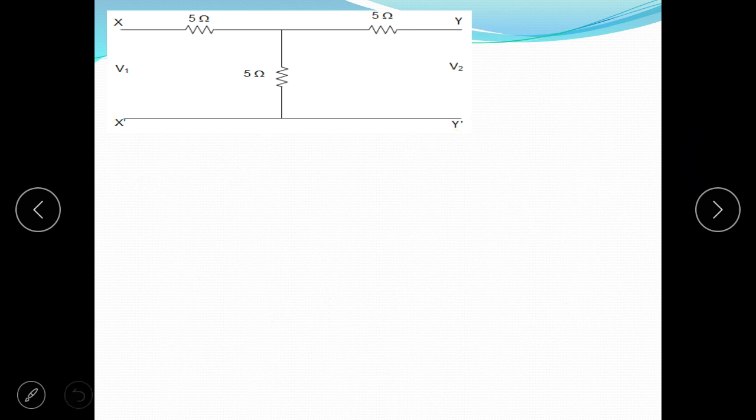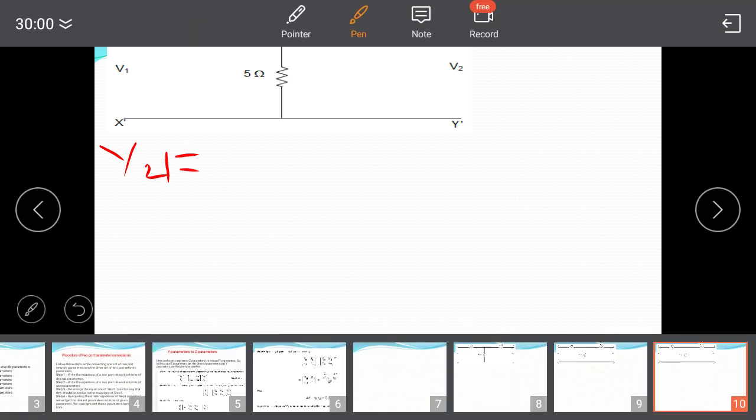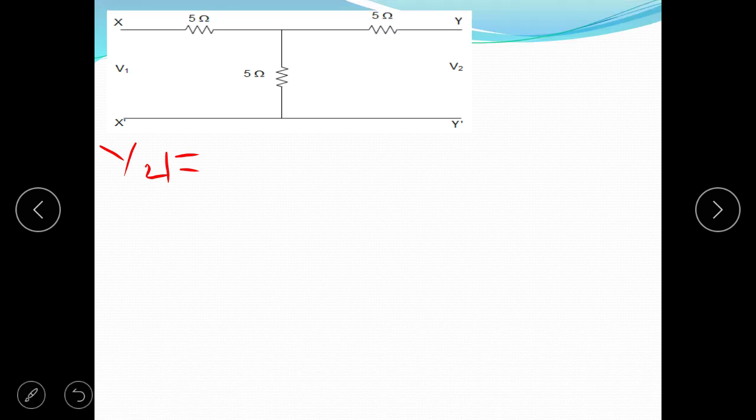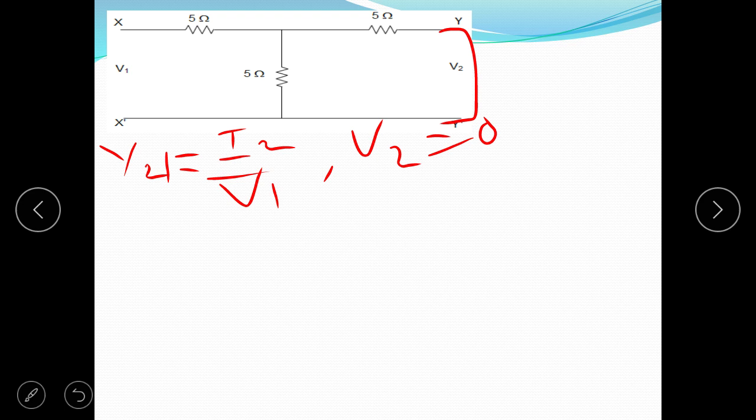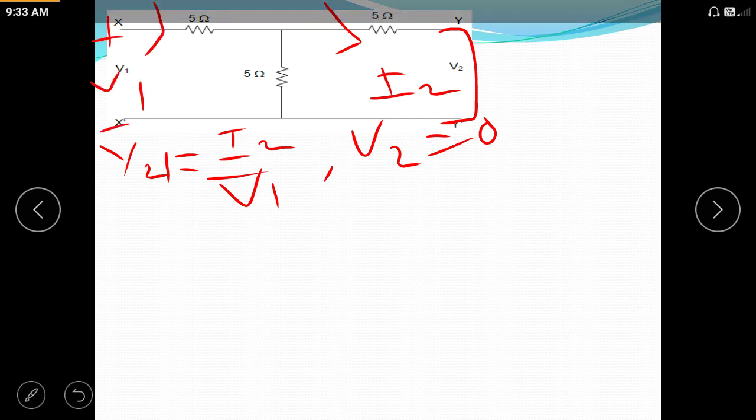Now the next parameter is Y21. What is the value of Y21? Y21 is I2 upon V1. What is I2 upon V1 when V2 is equal to 0? Now we short circuit the terminal of port 2, and current in port 2 is I2, and voltage at port 1 is V1, current is I1.